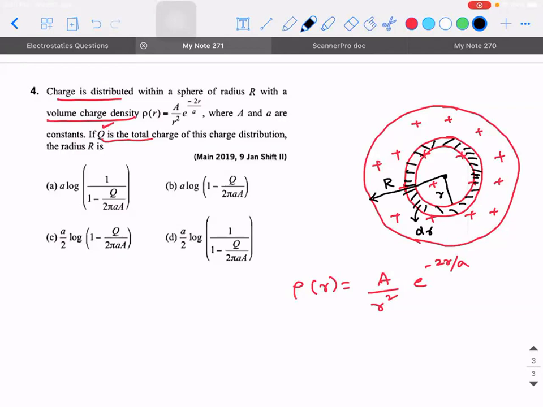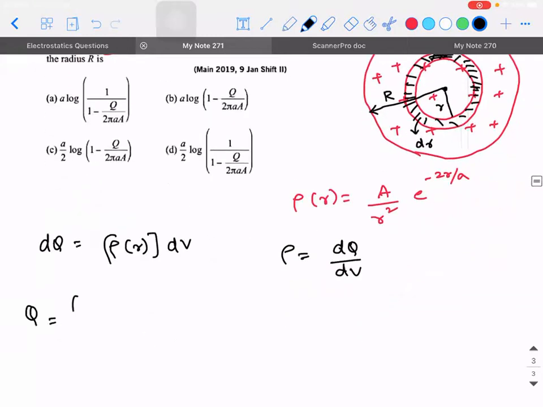Now my question is, what is the value of dq? That is, what is the value of charge that is present within the small surface that I have found? That is rho of r into, can I call it as dV, because rho is equal to dq by dV also. Correct? So Q will be equal to integral of rho dV. So this is going to be the formula for this question. Is there any doubt, guys?